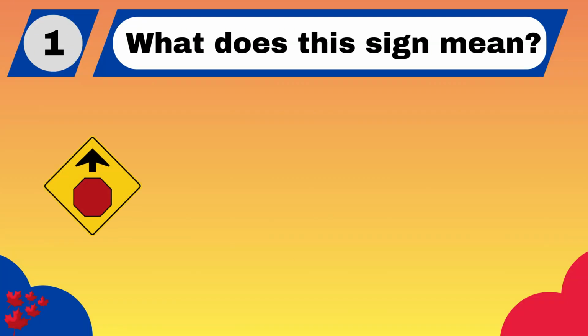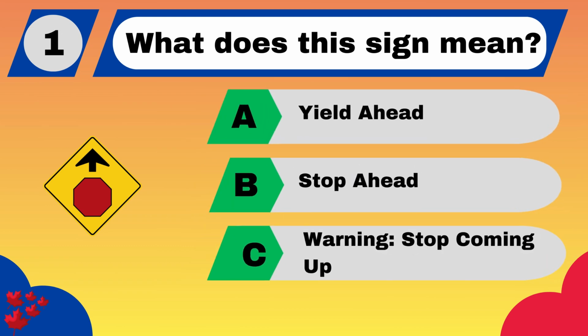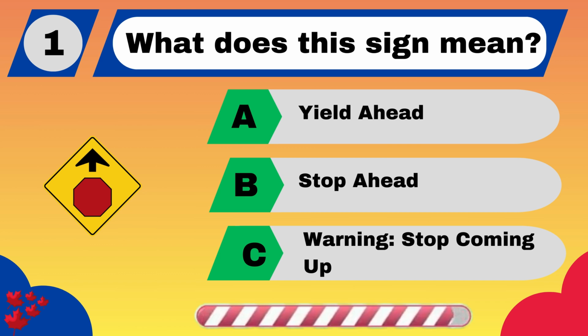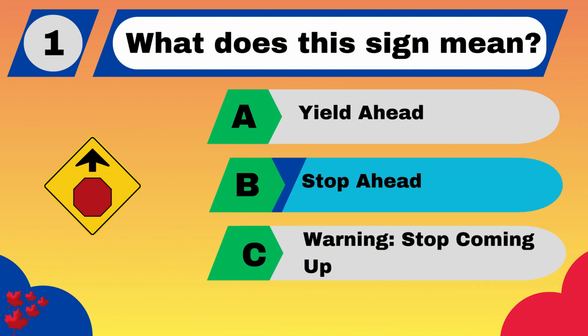What does this road sign indicate? A. Yield ahead. B. Stop ahead. C. Warning, stop coming up. You're right. B. This sign warns drivers of a stop ahead.